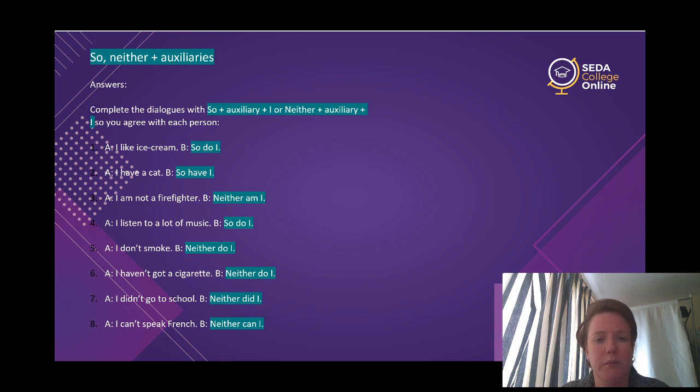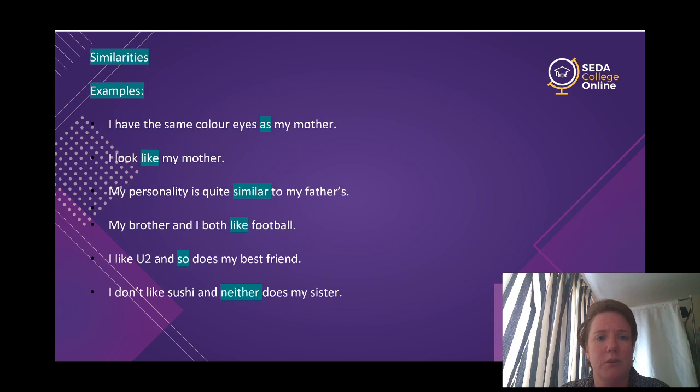So we're going to move on. And this time we're going to look at similarities. Now I've just done some examples here, okay? So I'm going to read the examples and I want you to see how we get on, okay? So I have the same color eyes as my mother, okay? I have the same color eyes as my mother. I look like my mother, okay? So that's physically, I look like.